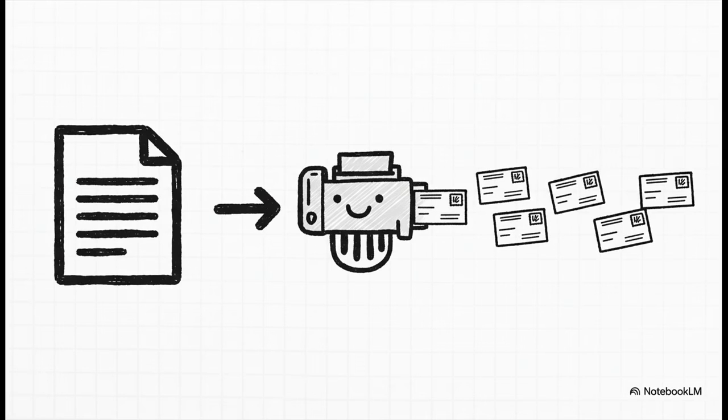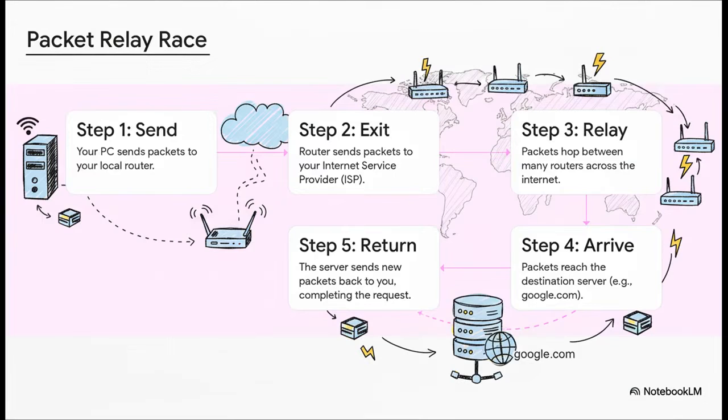Think of each packet like a tiny digital postcard, with a to address and a from address written right on it. And this is where the real race begins. Your computer shoots those packets to your router. The router hands them off to your internet service provider, or ISP. And from there, it's a crazy global relay race.